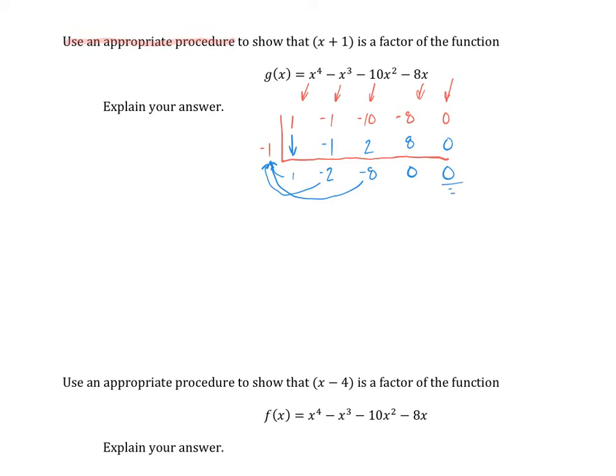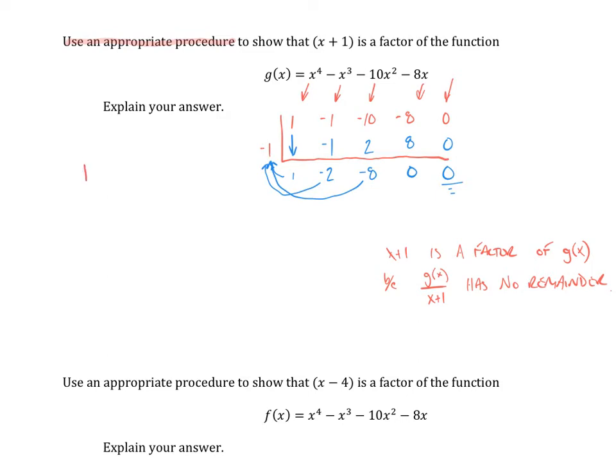All I need to say here is that x plus 1 is a factor of g of x because g of x divided by x plus 1 has no remainder. That's it. Now let me show you how to do that division using long division because some of you guys are having trouble with long division.